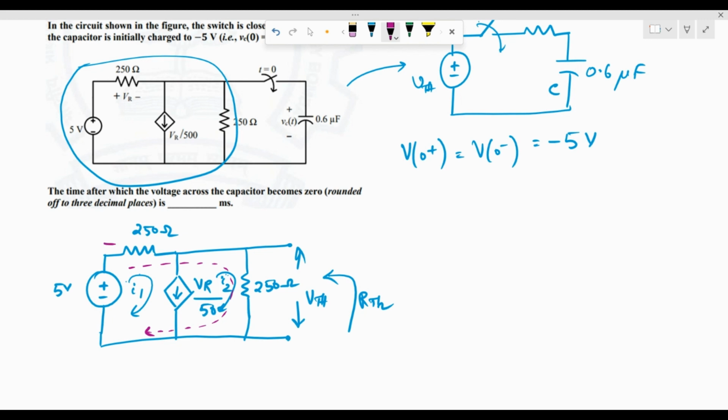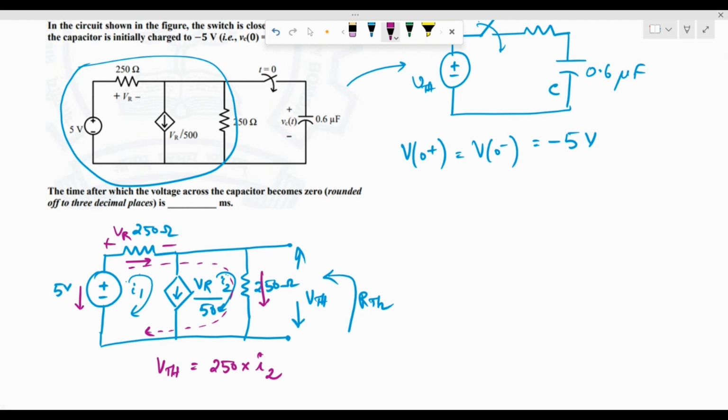We need to remember that this is plus minus for VR. Okay. And anyway, since we've considered this direction, we can mark the drops in this manner. Now, our VTH is going to be equal to what? VTH is effectively the voltage across this 250 ohms resistor, given as 250 into I2. So if we are able to compute I2, our job here is done.